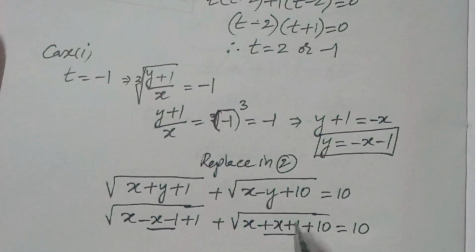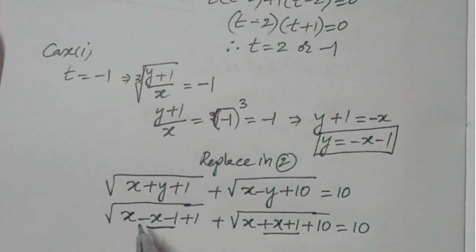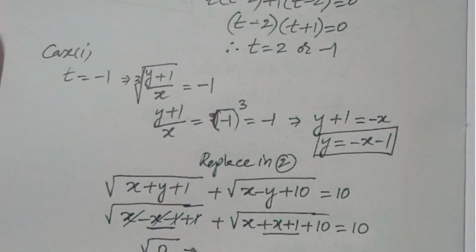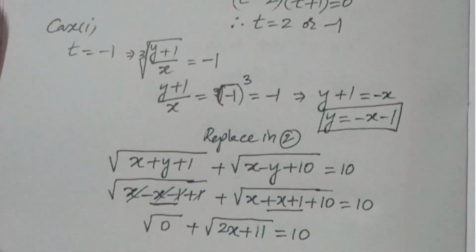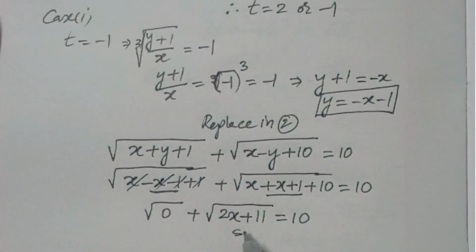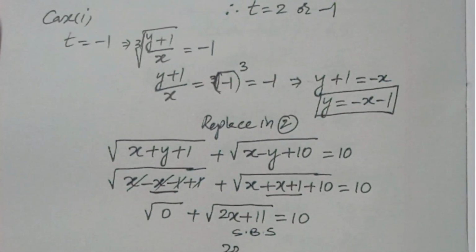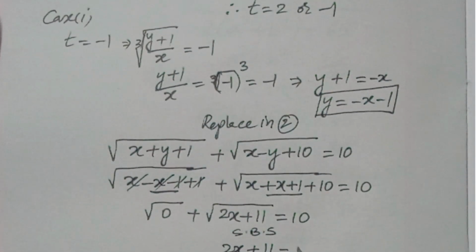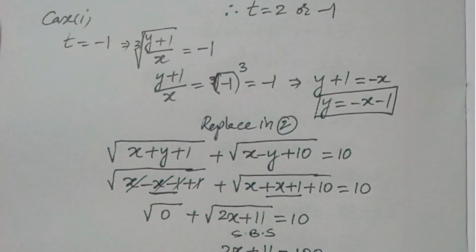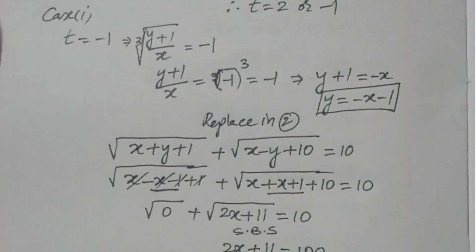Here minus y is there, so both are positive. The first term totals 0: x and x cancel, 1 and 1 cancel. Plus the square root of (2x+11) equals 10. If you square both sides, 2x plus 11 equals 100. So 2x is equal to 89, and x is equal to 89/2.